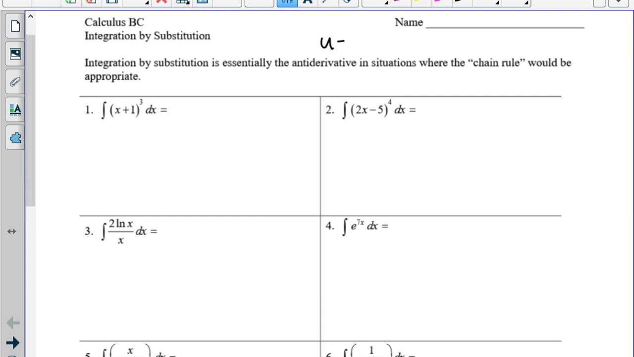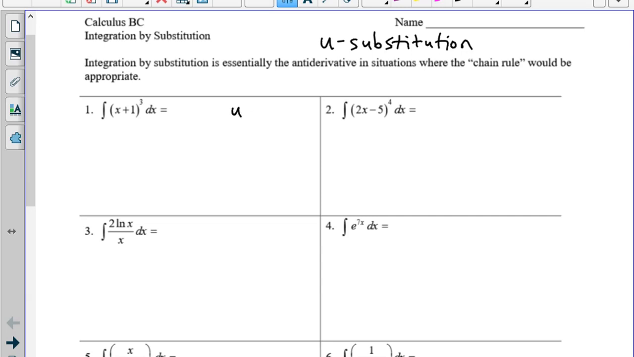Typically, we use the variable u, so this often has the name u substitution. You will often hear u substitution as the vocabulary that a teacher might say in class, or you might see it on the internet as u substitution. So let's look at problem one.